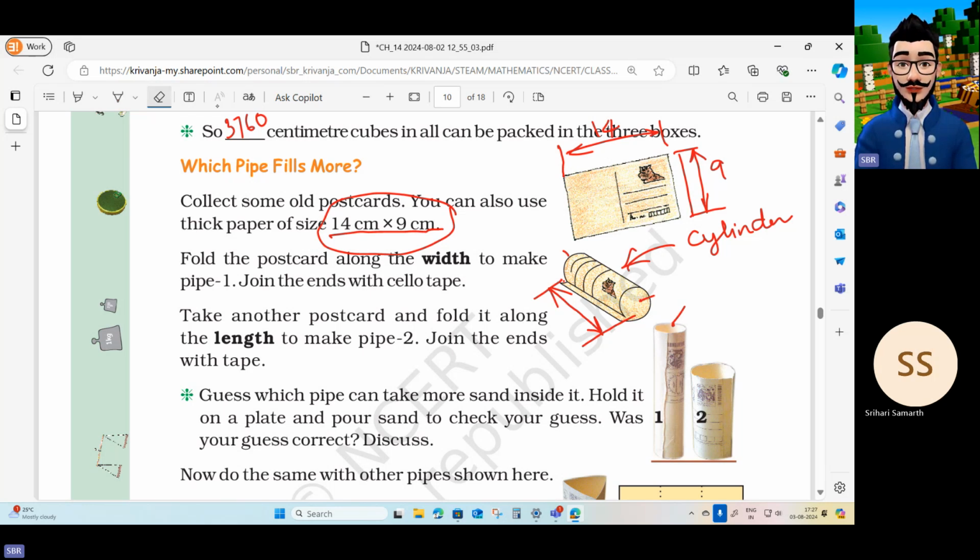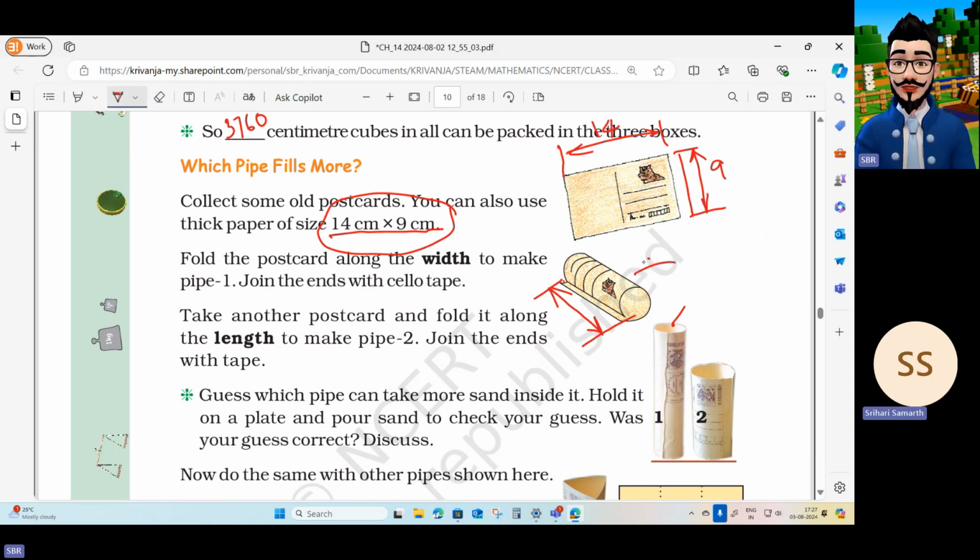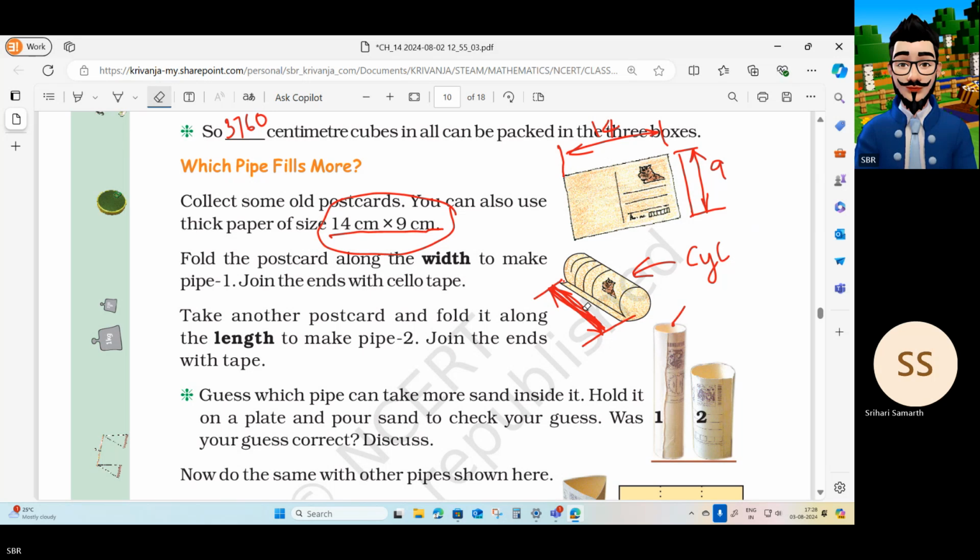Now let's see the other questions. The first question was what shape the object makes. You said cylinder. Next, what is this length? Nine centimeters. Think. What is this length? Now, what is the dimension of this one? Nine centimeters only.